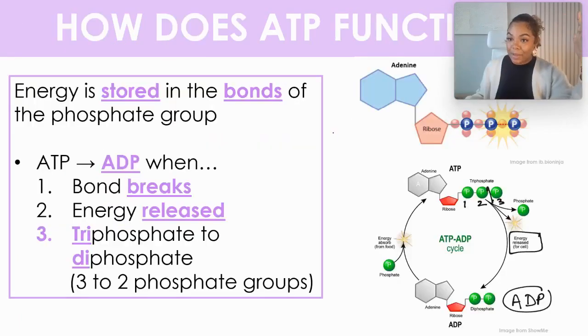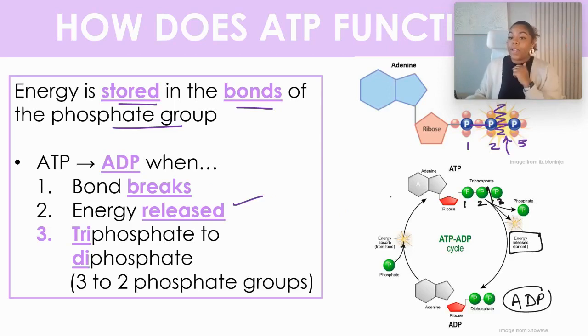How is ATP actually used? We know that it stores chemical energy, but how do we get the energy from it? Well, it says here that the energy is stored in the bonds of the phosphate groups. So when we look at this picture, we see the three phosphate groups here. They're connected by these bonds. And in the bonds is where the energy is stored. So what happens is when you take the bond between the second and third phosphate and you break it, it is going to release that energy.